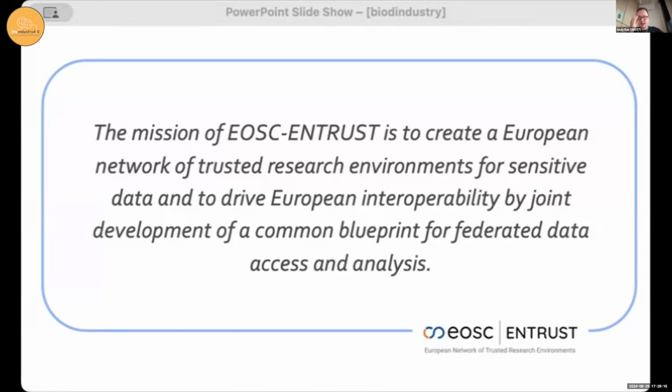But the fragmentation is a challenge for the users, but the providers as well. Researchers, as I mentioned, have many different systems and many different access procedures. And then as providers, we need to provide federated access across often multiple and potentially incompatible technology, and the governance frameworks that come with that. So EOSC emerges to create that common blueprint for federated data.